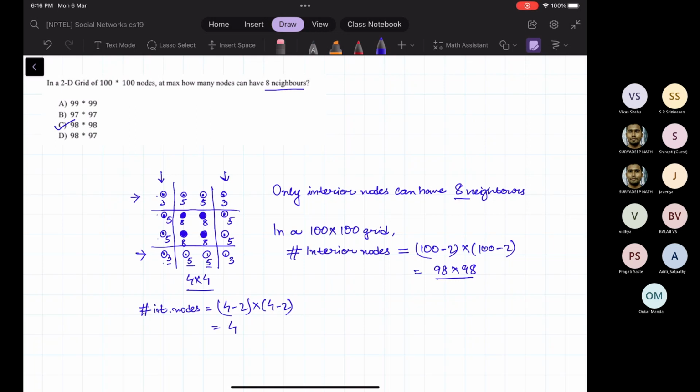So in this case, the number of interior nodes is basically you consider only the interior rows and the interior columns. Considering the interior rows is basically n minus 2. And here also you do m minus 2. So you leave out the top row and the last row, and you leave out the leftmost column and the rightmost column. That's how you are getting minus 2. If n is the total number of rows and m is the total number of columns, it's n minus 2 cross m minus 2. So for 100 cross 100, you have 100 minus 2 cross 100 minus 2, which is 98 cross 98.